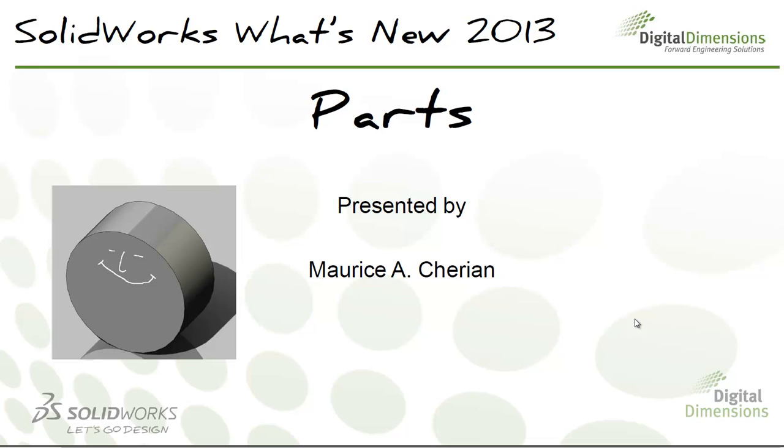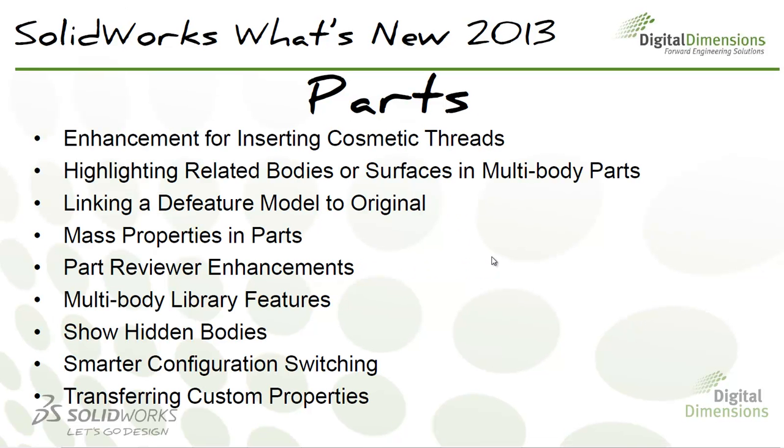I'll get started with the agenda. First I'm going to be going over the enhancement for Cosmetic Threads. Now you can dimension thread depth by a face or a plane. Next I'll be going over how you can highlight solid and surface bodies and cut lists and solid body and surface body folders by selecting them.